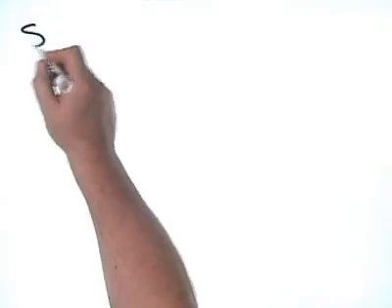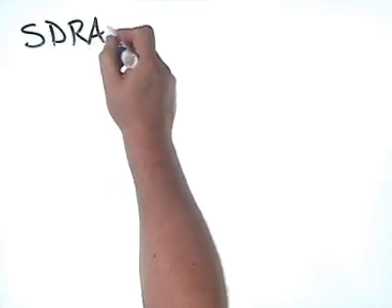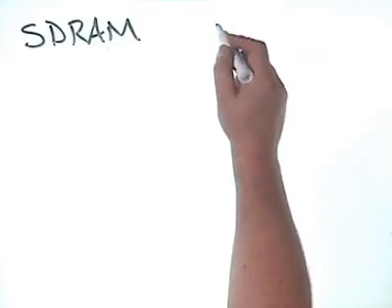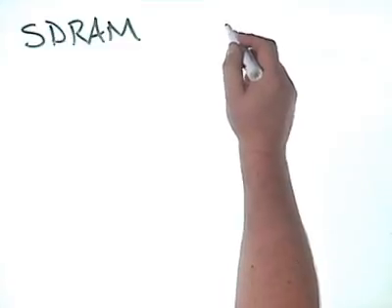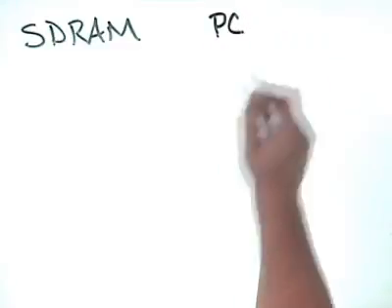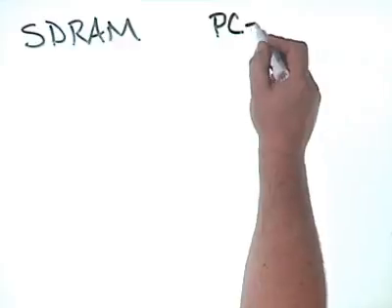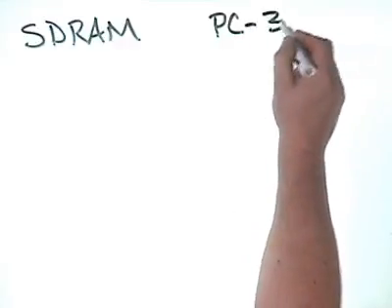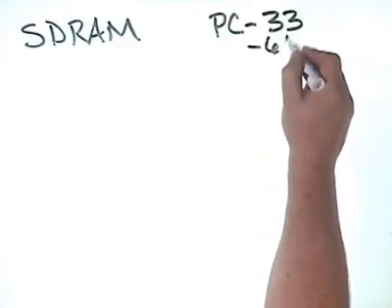The first designation applies to SDRAM. SDRAM was originally rated according to the bus speed of the memory, and it always had a designation of PC followed by a number, such as 33 or 66.